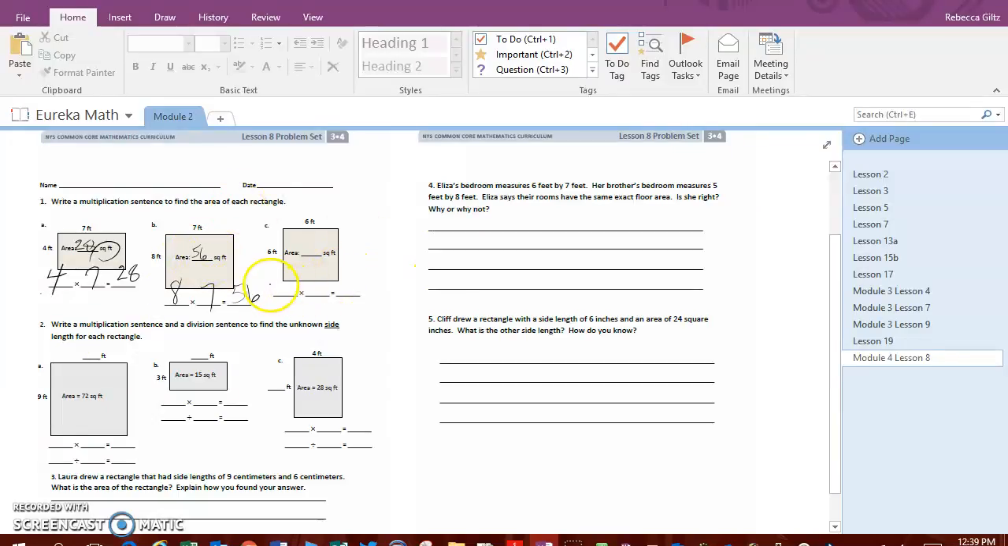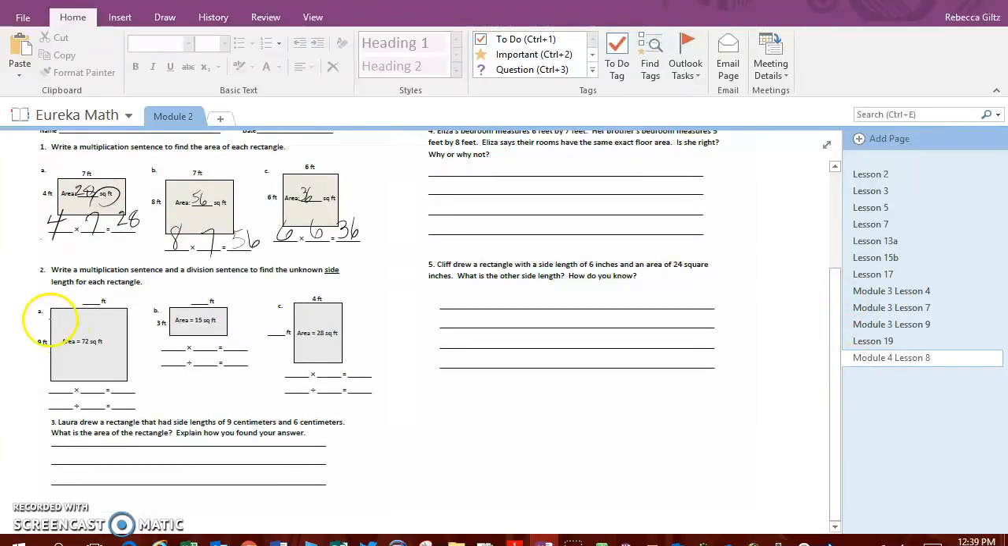Letter C, we have 6 feet by 6 feet. And 6 times 6 is 36. So you're really just solving basic math facts to solve for the area. Okay? One side times the other side. All right, let's look at number 2.